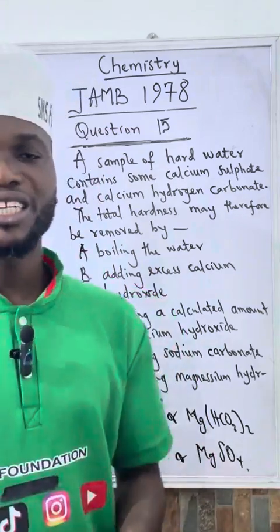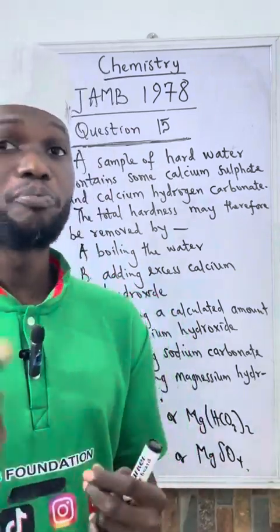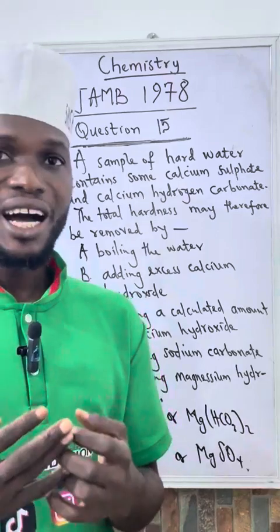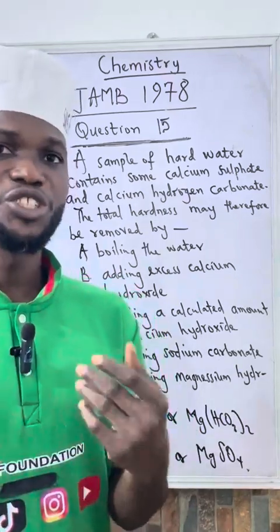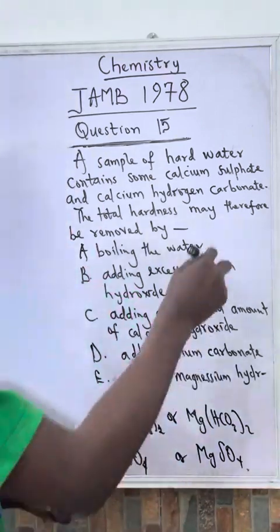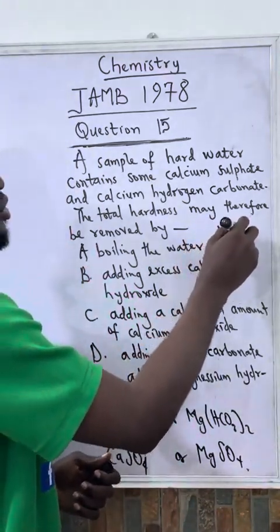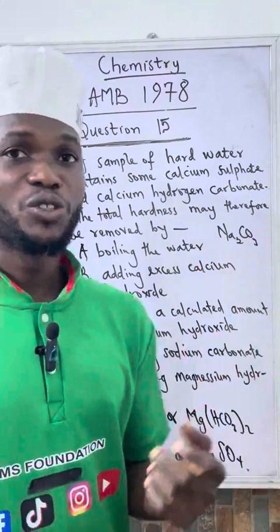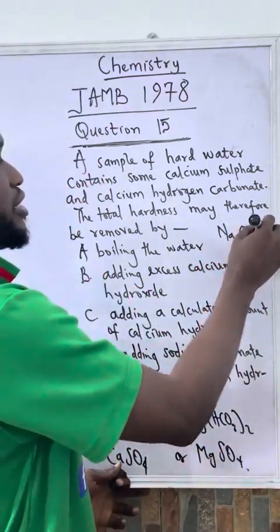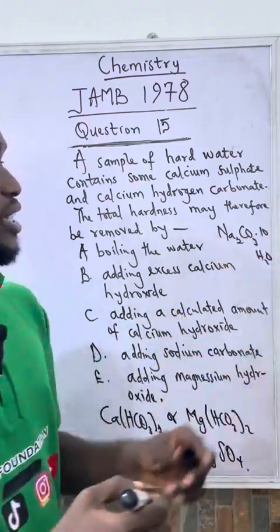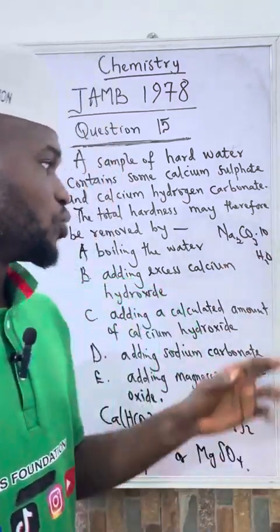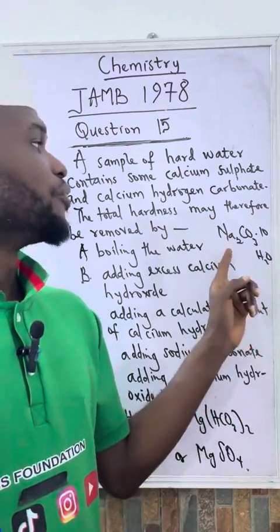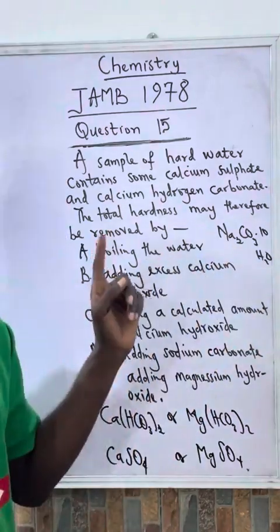But for permanent hardness, we have three major ways of removing it. First of all, we can add sodium carbonate, which is also known as washing soda. That's Na2CO3. This is what we call sodium carbonate. It always contains water of crystallization. So that's 10H2O, Na2CO3·10H2O. That's sodium carbonate decahydrate. So this is what we can use to remove permanent hardness.